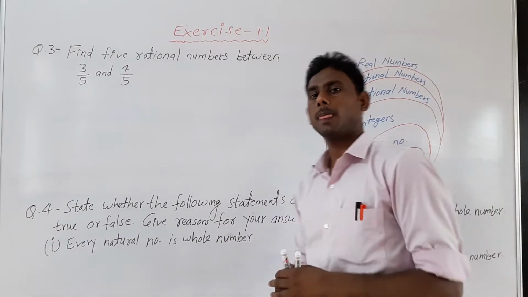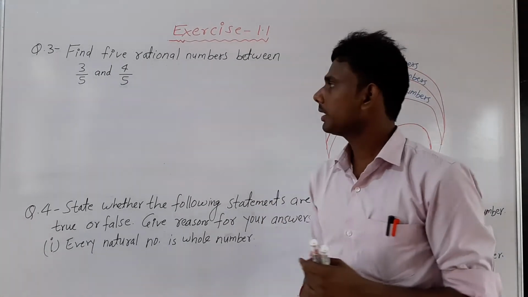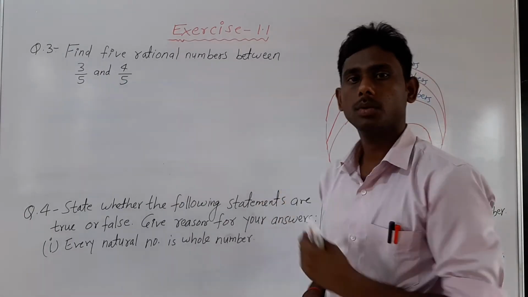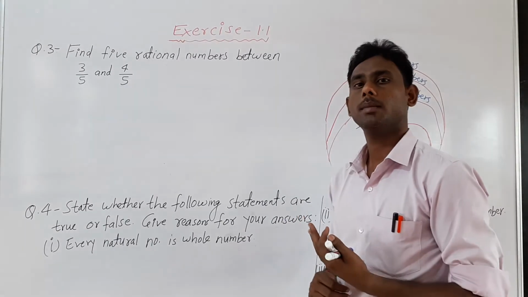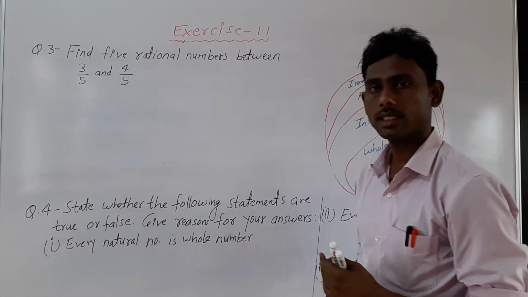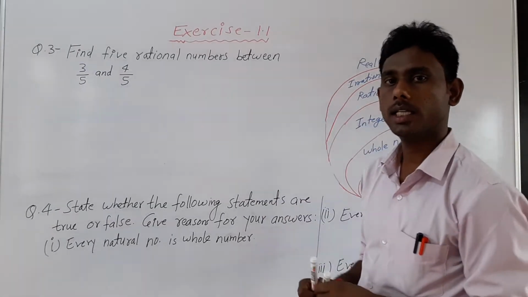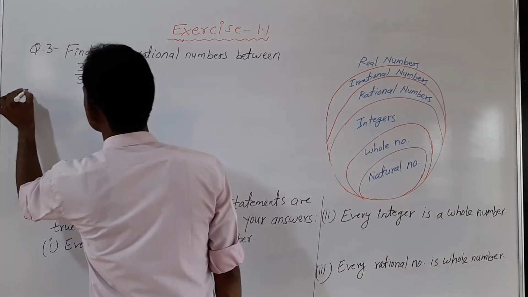Question number 3. Find 5 rational numbers between 3/5 and 4/5. In the previous question, you had to find 6 rational numbers between 3 and 4. In the same way, here find 5 rational numbers between 3/5 and 4/5. Let's see the answer. Solution.